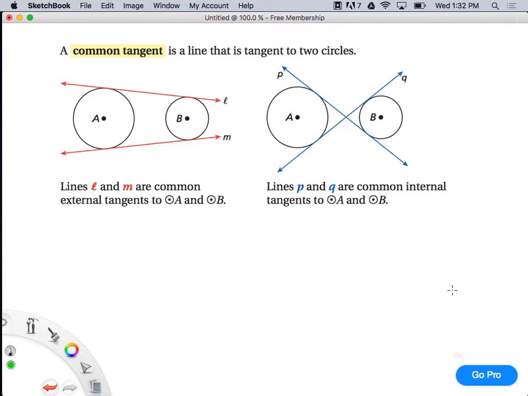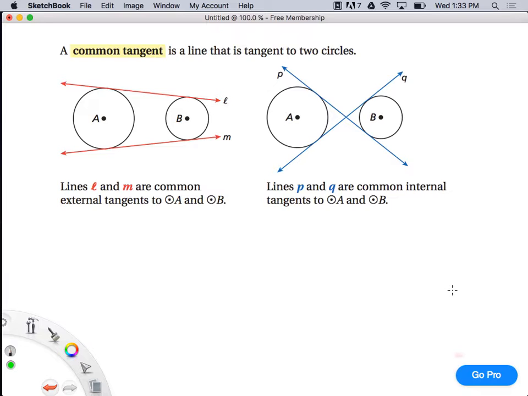First off, look. Both of these lines are tangent to both of these circles. Tangent here, and here. You see that? Tangent. Okay? This one is tangent here, here, here, and here. Does that make sense? So these are called common tangents because it's tangent to two different circles. So it's a common tangent for both of those circles.